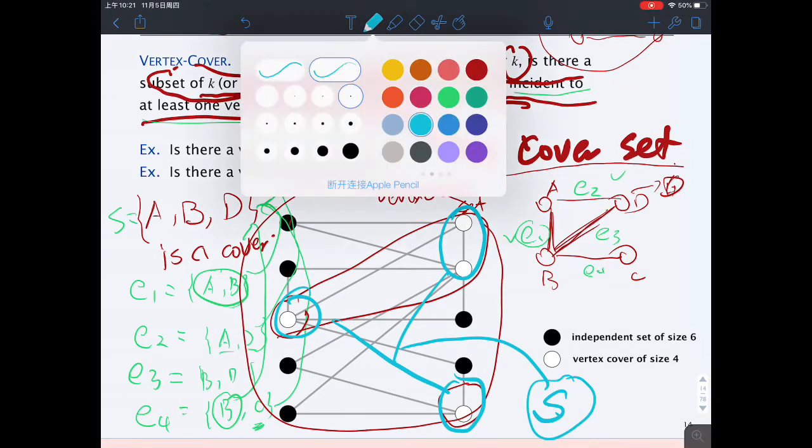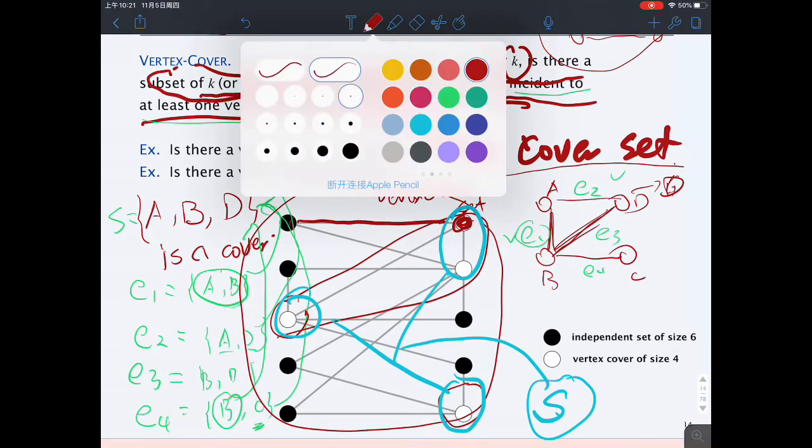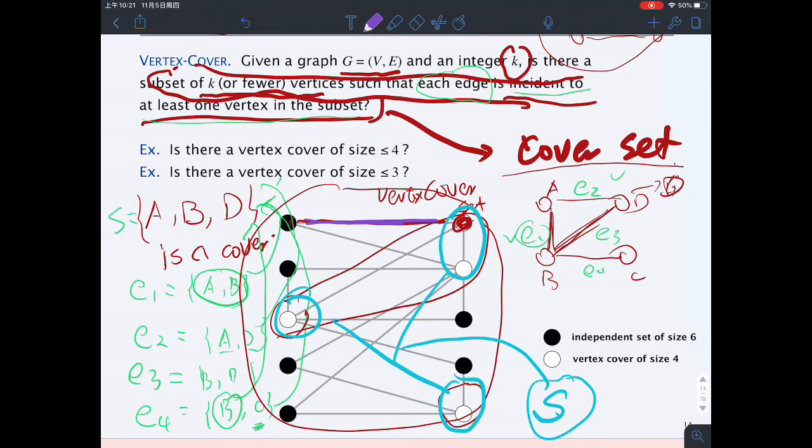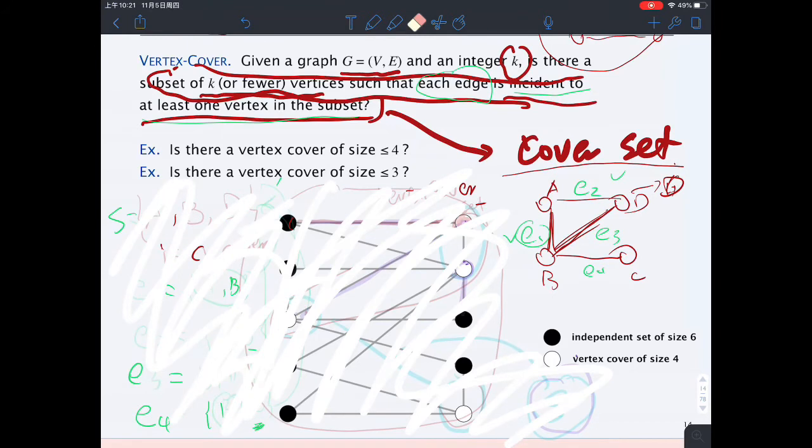So we can also double check that by looking at every edge. If I look at this edge, it's connecting to one of the vertex cover nodes. If I look at this edge, it's connecting to a node in the cover set. If I look at this edge, both nodes are in the cover set. So regardless of which edge I look into, there's at least one node inside the cover set we defined here. Let me just erase everything and make it look a little bit cleaner.